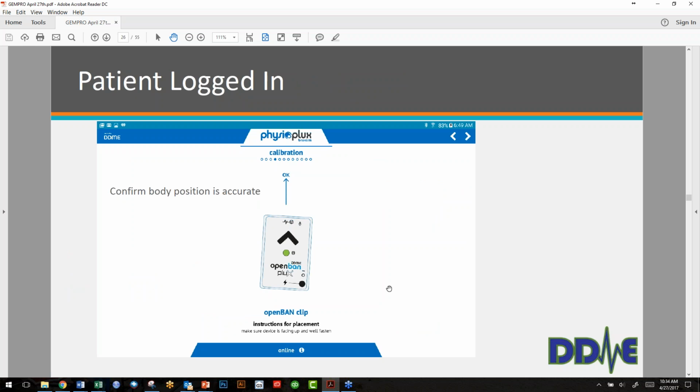The confirmed body position: when you clip the body position amplifier to your pajamas or shirt, just make sure there's a big black arrow pointing up. The amp needs to be in the up orientation in order for the body positions to be accurate.